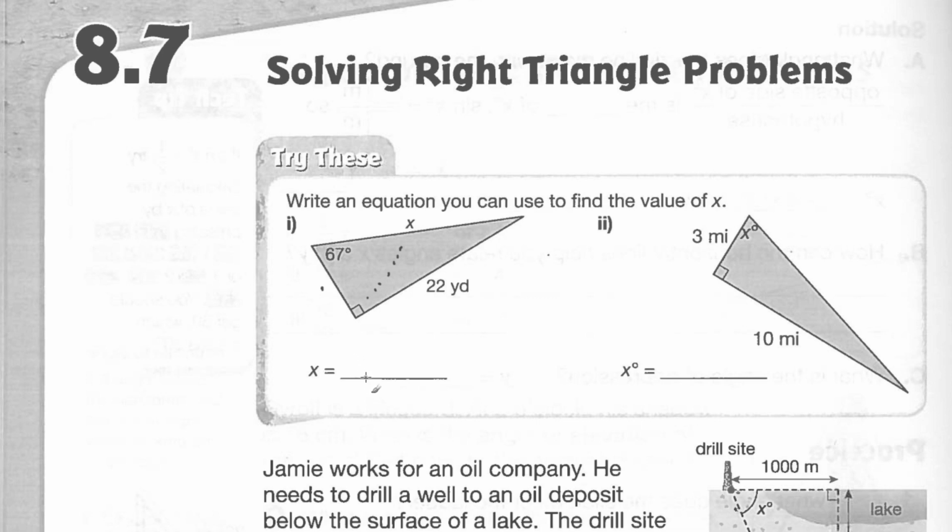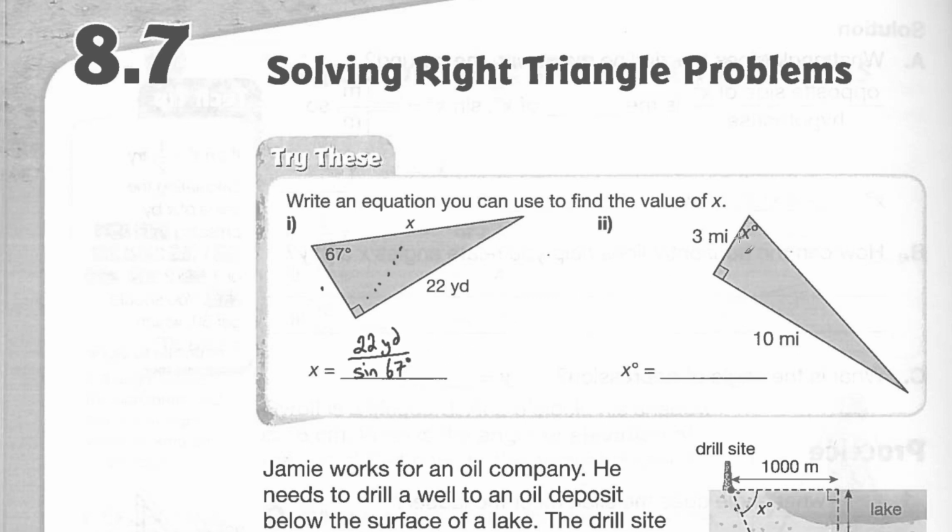So if I go back and look again at the different things that I've done in section 8.3, I can see that for an unknown side x, that is the hypotenuse, that's equal to the opposite side, 22 yards, divided by the sine of the angle, 67 degrees.